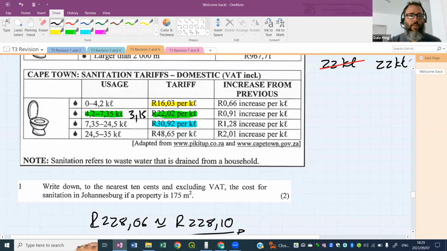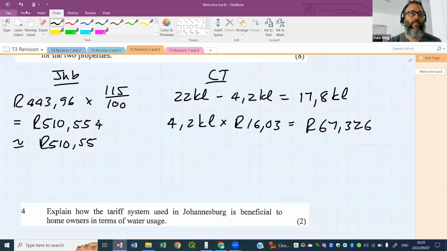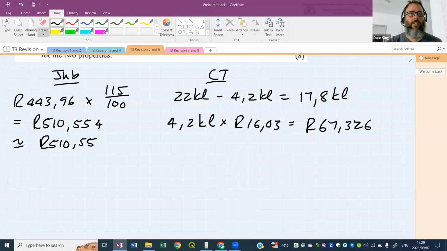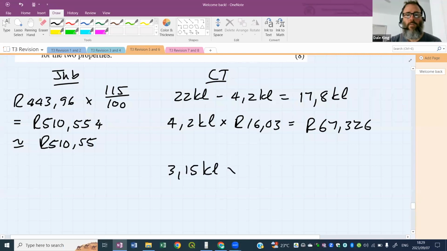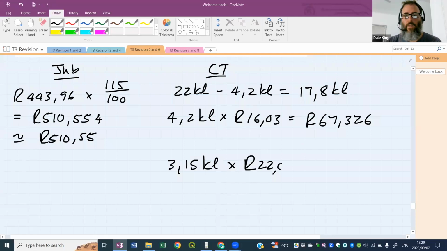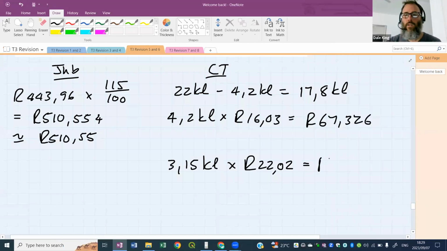I'm definitely going to go through that, so I'm going to use all 3.15. So what should I do here? You should times it by 22.02. Okay, I'm going to write that here. So 3.15 times 22.02. 3.15 times 22.02 is 69.363.